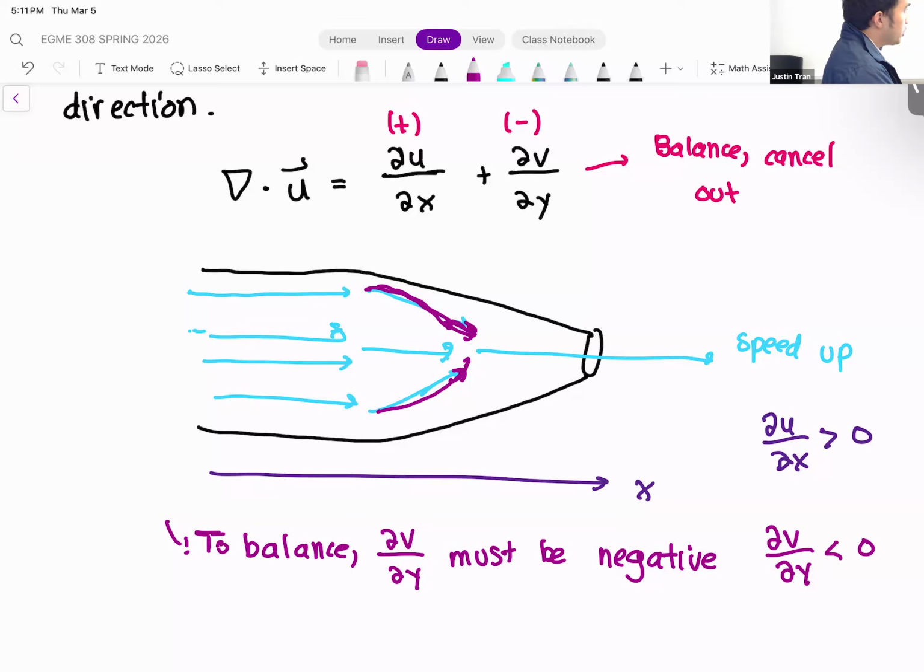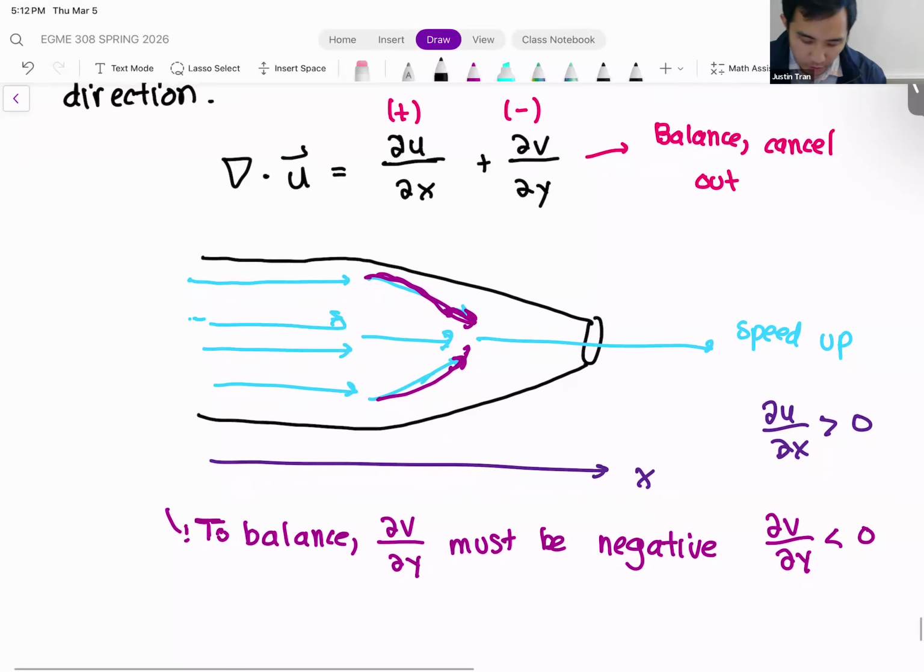And so, in some sense, you can say that the speed up in the x direction is compensated by the slowdown in the y direction. That's essentially what the divergence tells us. And so if one velocity is expanding, that means the other velocity must be contracting. That's how we usually describe it in fluid mechanics. But you can also look at a situation where this is not true.